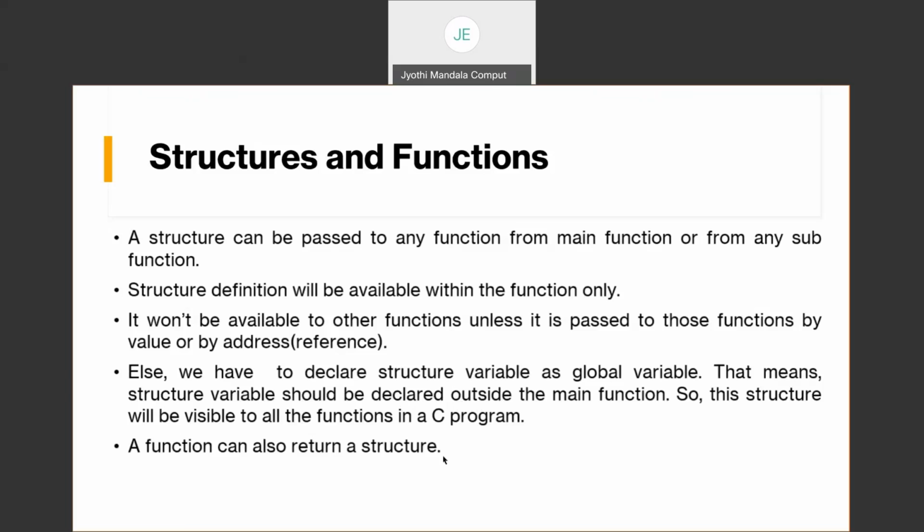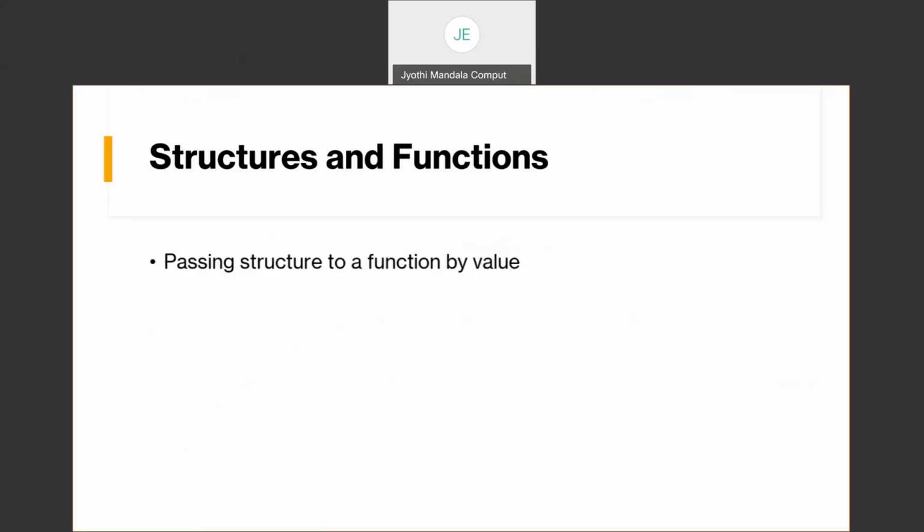Normally we learn a function can return an int value, float value, char value. If nothing is returned, we need to declare it as void. But we can also return a structure value from one function to the other function. So whenever a function is called, after the complete task is done, you can return the structure also as a return value, right?